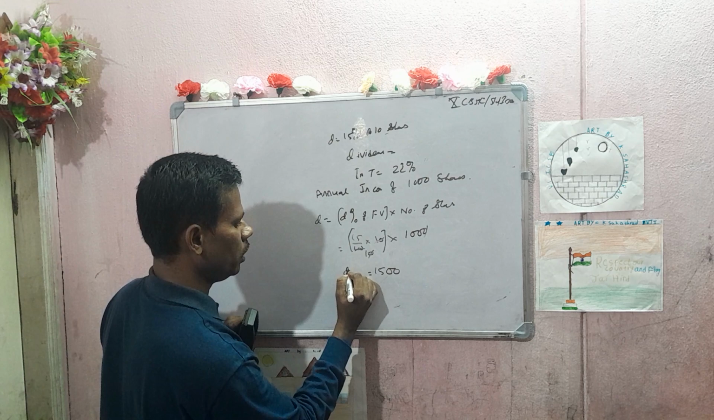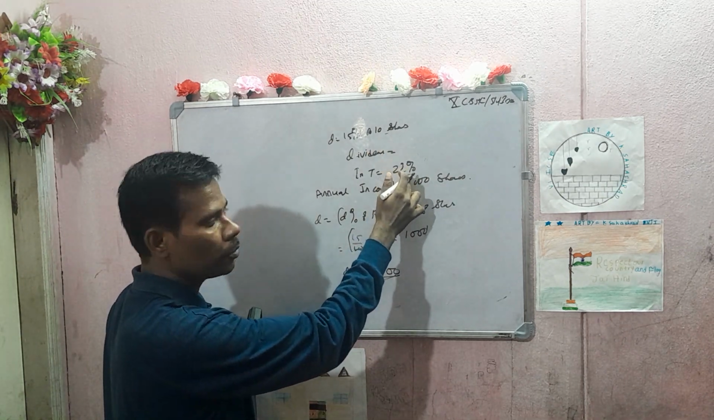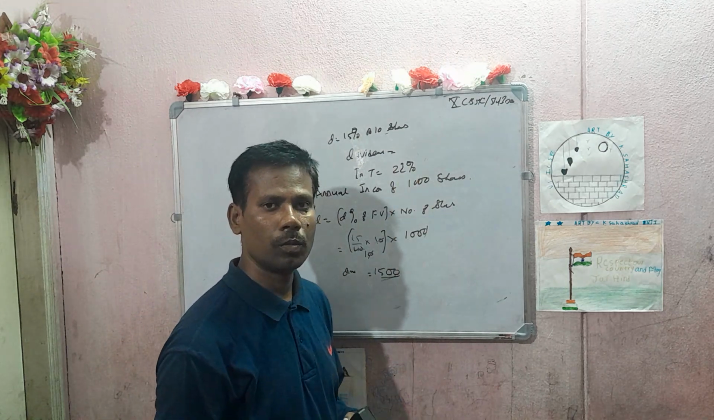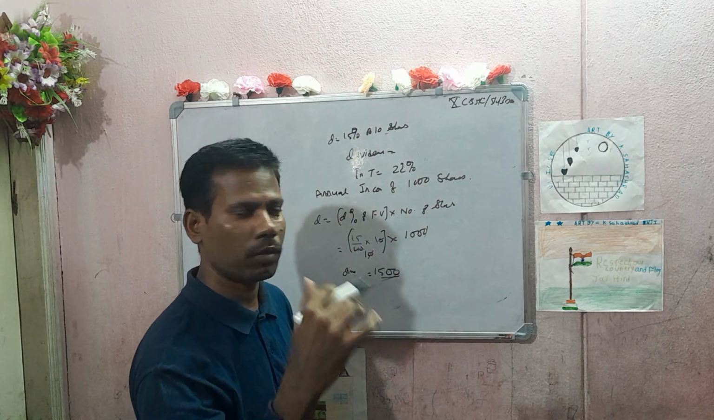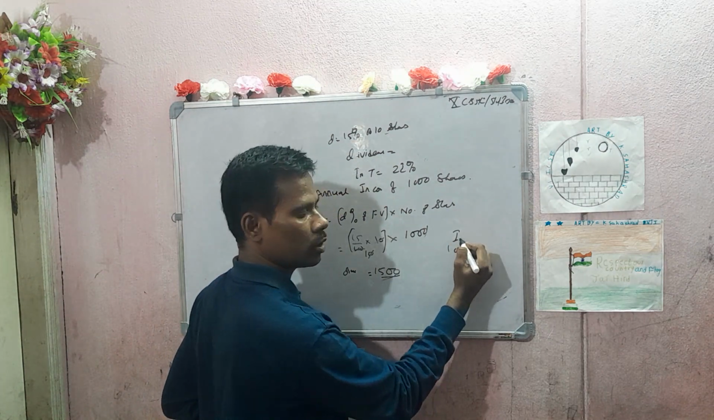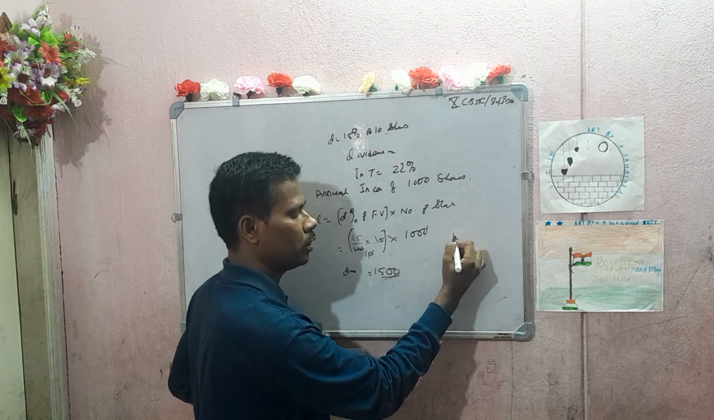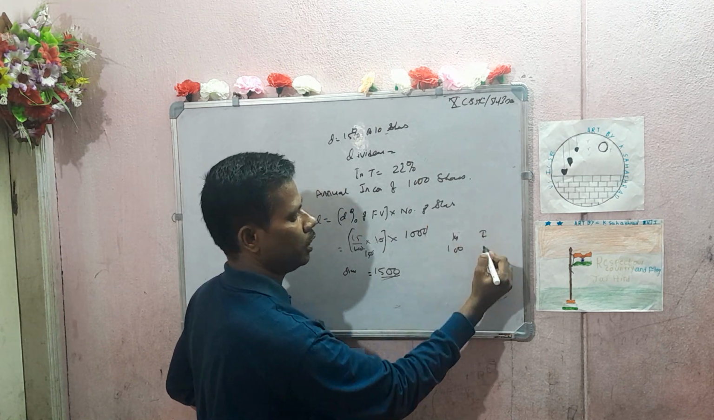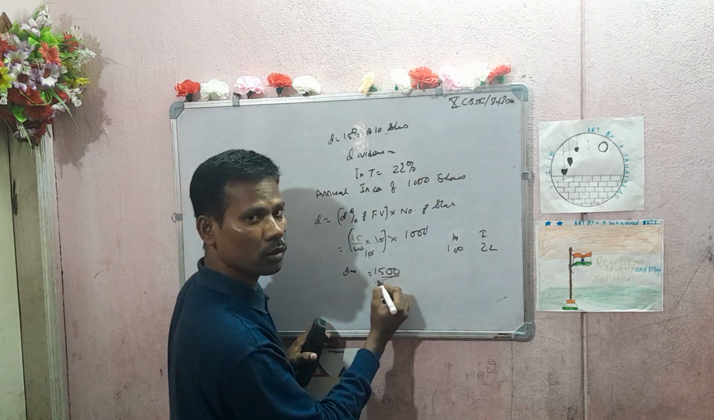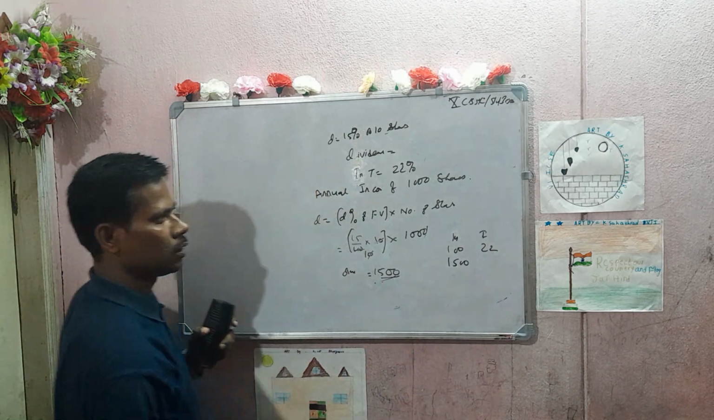So his dividend is 1500, but income tax he should pay 22%. What is the meaning of this? 22% of income tax he should pay out of 100. If he is having 100 rupees, then income tax he should pay is 22. That is the meaning. Now he is having 1500. How much income tax will he pay?